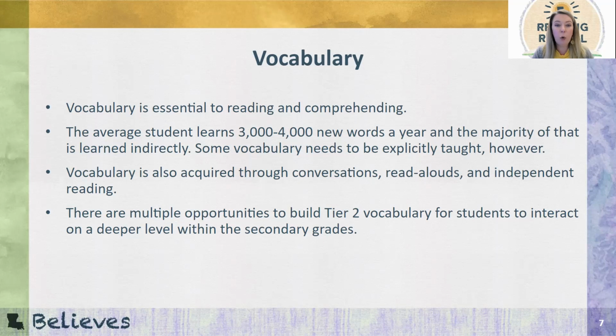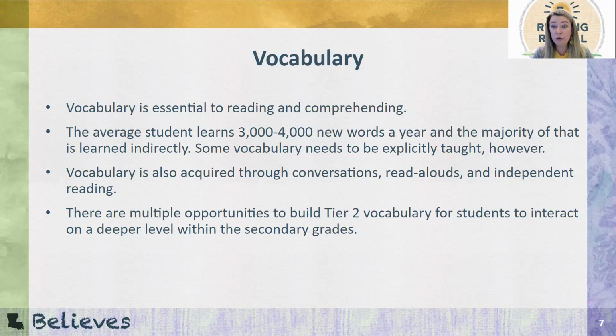Vocabulary is also acquired through conversations, through read alouds, and through independent reading. There are multiple opportunities to build tier 2 vocabulary for students to interact on a deeper level within the secondary grades. And so I refer to tier 3 vocabulary as being your academic. So these are your words like triangle, photosynthesis, antebellum.